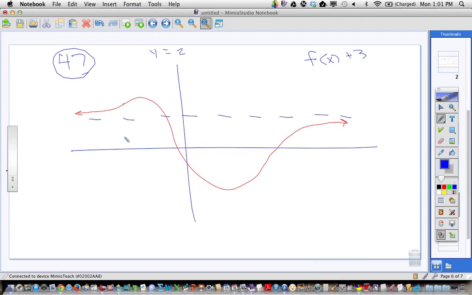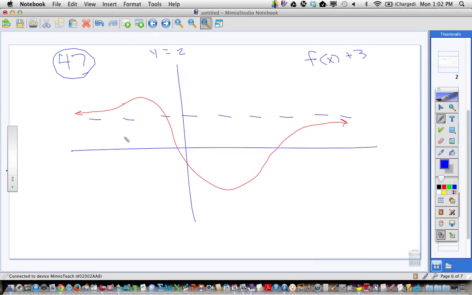What's the 3 do? Vertical stretch, right? On the outside, it does what you think it would do. The inside would be a shrink. But on the outside, it's a stretch of 3. Remember what a stretch does. It takes all the y values and makes them 3 times as much. So all these y values that are getting close to 2 are now what? Getting close to 6, right?